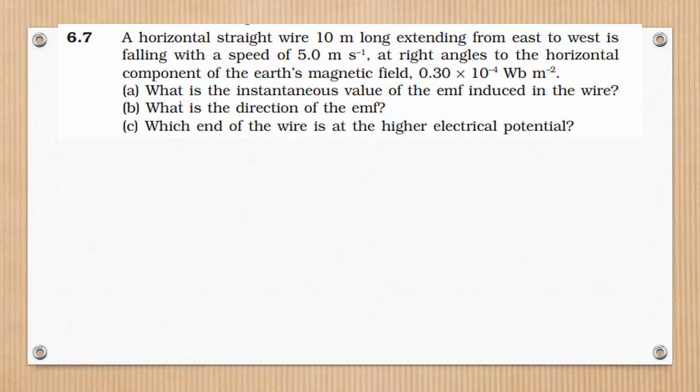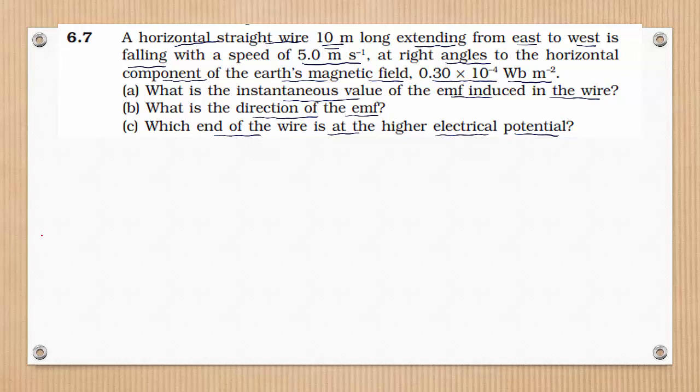Right? Next one, a horizontal straight wire of 10 meter long extending from east to west is falling with a speed of 5 meter per second at right angles to the horizontal component of Earth's magnetic field, 0.3 into 10 raised to minus 4 Weber per meter square. What is the instantaneous value of EMF induced in the wire? Second one, what is the direction of the EMF? Third one, which end of the wire is at the higher electric potential, that we have to calculate.